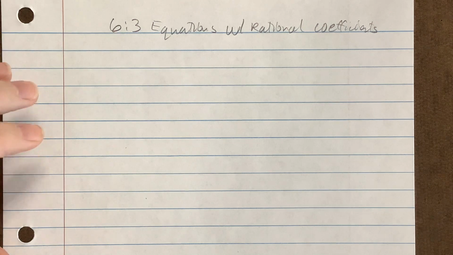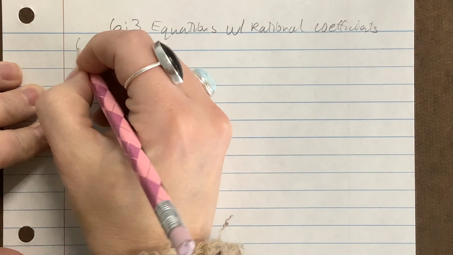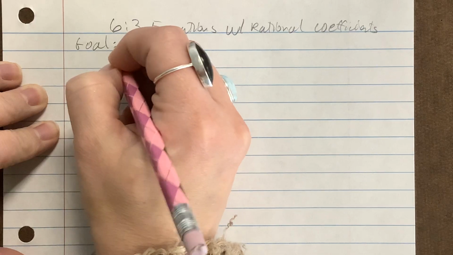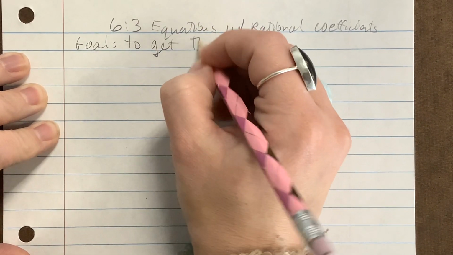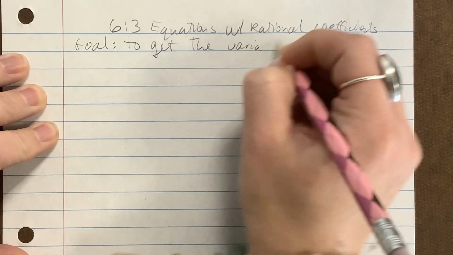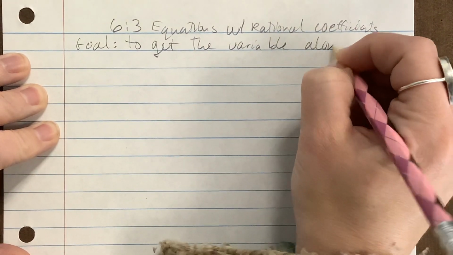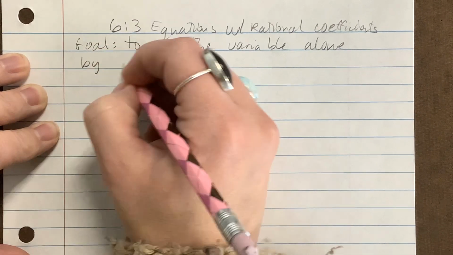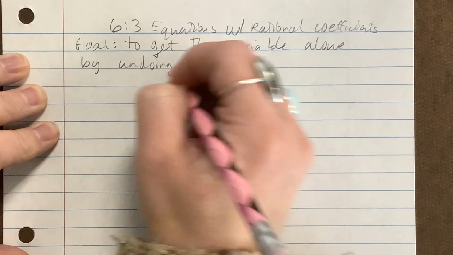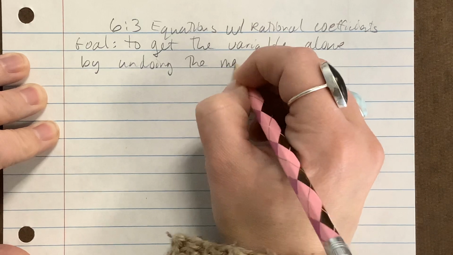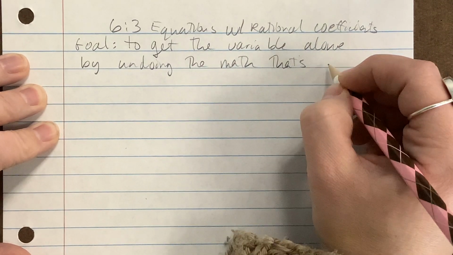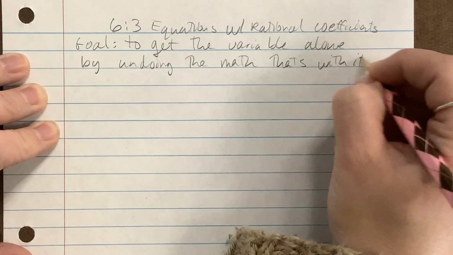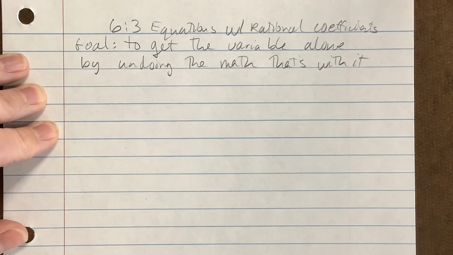Okay, so again we're just going to remember what is the goal of algebra. Our goal is to get the variable alone by undoing the math that's with it. Okay, so just remember that is our goal.